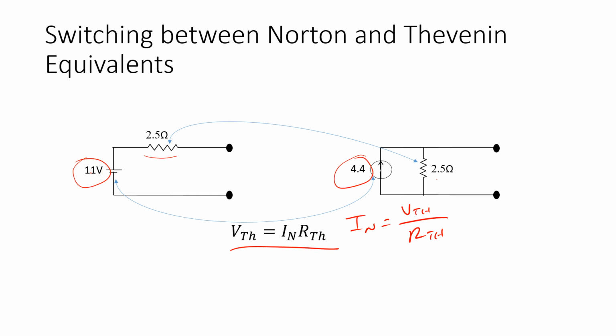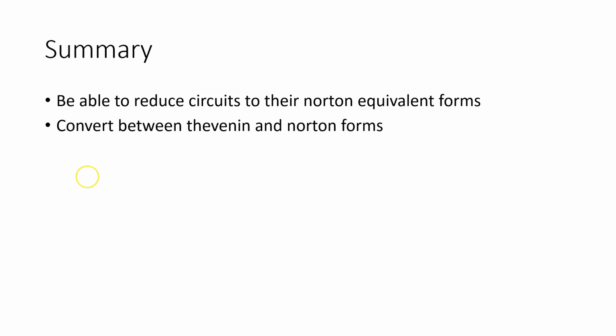So to summarize, you should be able to reduce circuits now to their Norton equivalent forms. And remember, they are essentially the same as the Thevenin equivalents, and we could convert between them, which you should also be able to do now. Next, we look at maximum power transfer. And for maximum power transfer, we need to know the Thevenin equivalents, because that is one of the determining things in the amount of power you could transfer.